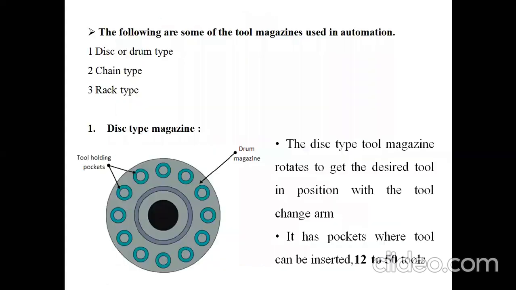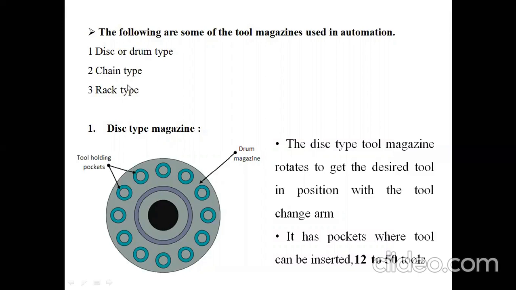In the next slide, there are different magazines available according to the shape and size. It is classified into three types. First one is the disc or drum type of magazine, then chain type of magazine, and rack type of magazine.